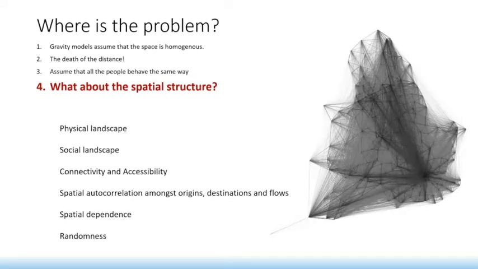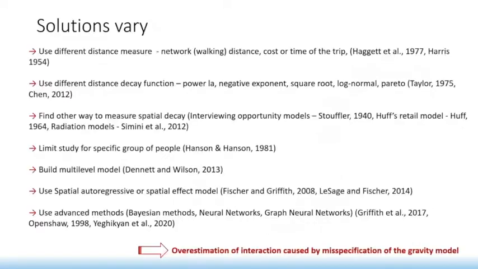Consequently, academics began to question the existence and the role of the spatial structure in the spatial interaction, and it was found that the spatial structure is related to physical and social landscapes, landscape connectivity and accessibility, spatial autocorrelation amongst the origins, destinations, and the flows themselves, but also some randomness. This implies that every unique type of interaction has a unique spatial interaction and spatial structure.